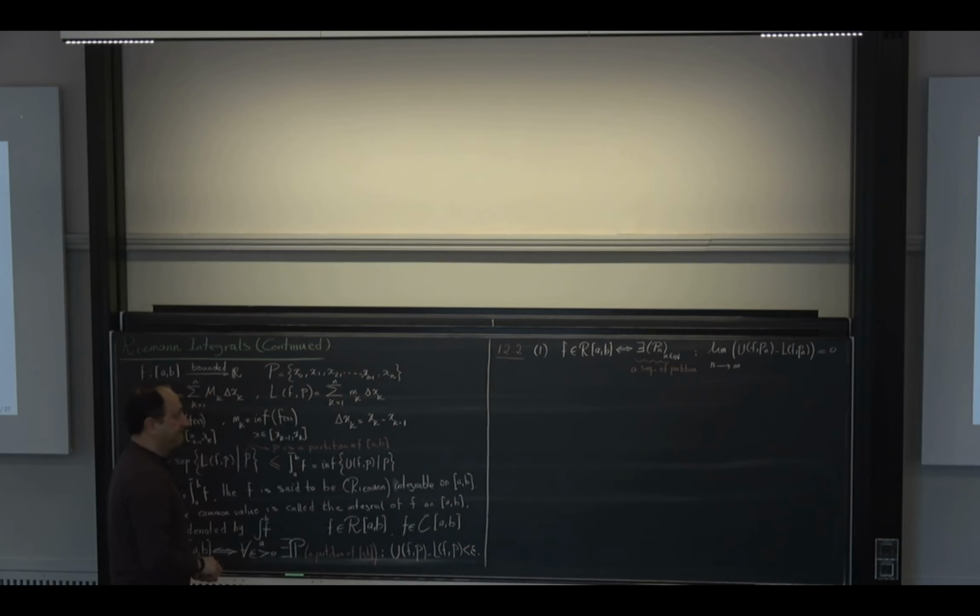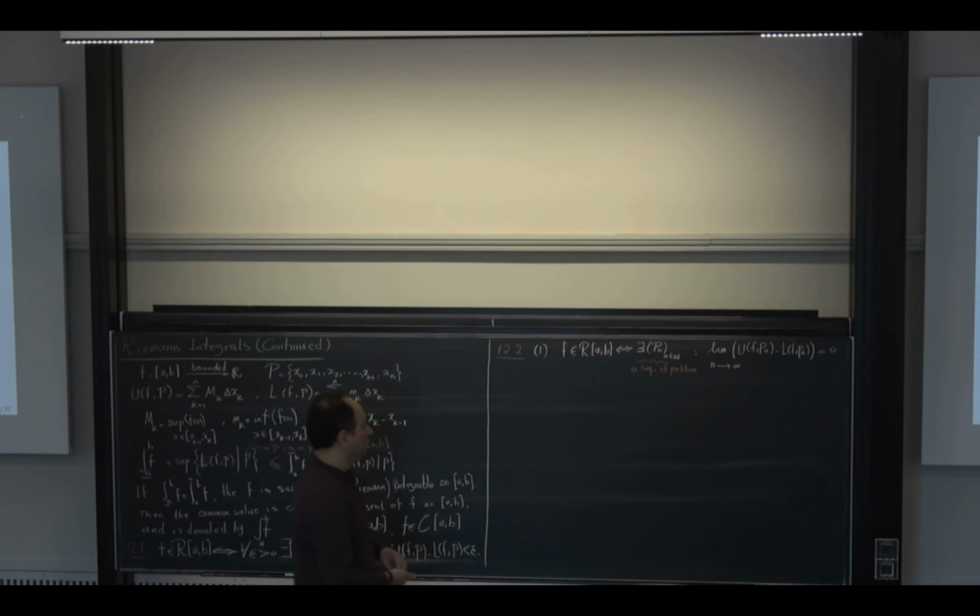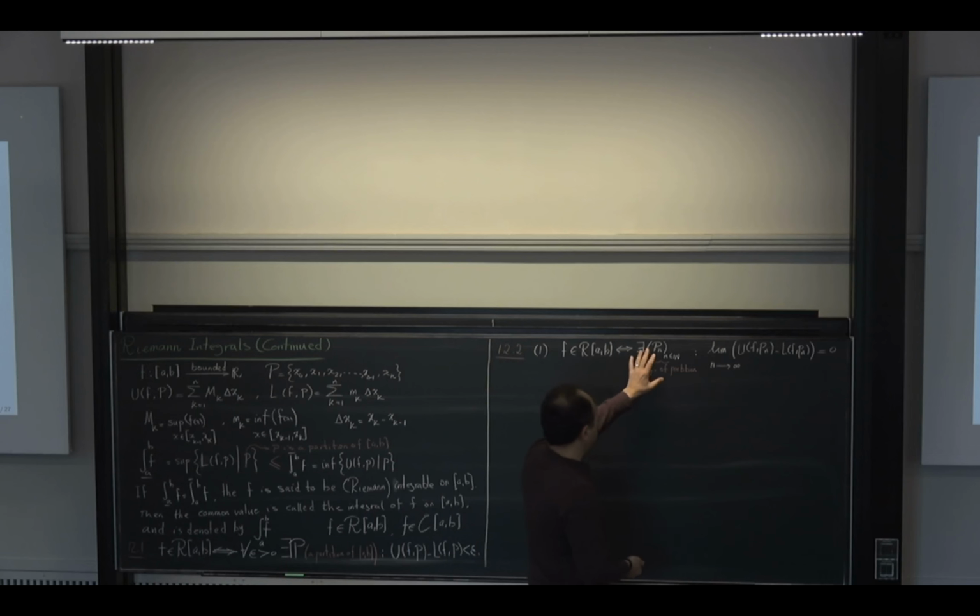This is part one of the theorem. So it tells you that if you can find a sequence of partitions for which this limit is 0, then it is granted that your function is integrable. And the other way around, if it's granted that your function is integrable, it is always possible to find a sequence of functions with that property. So this is part one of the theorem.